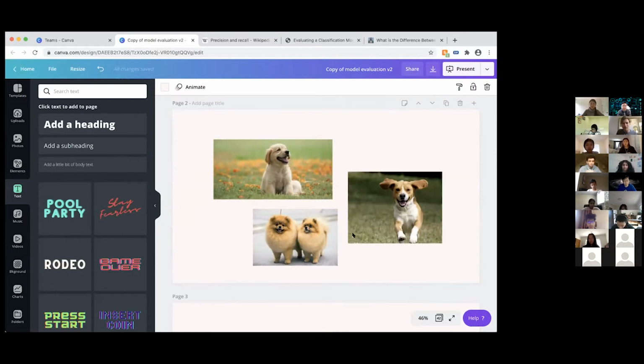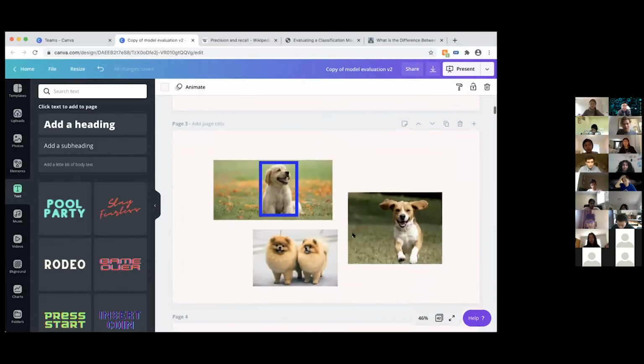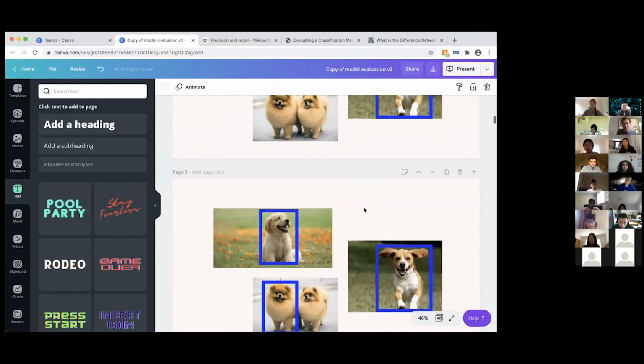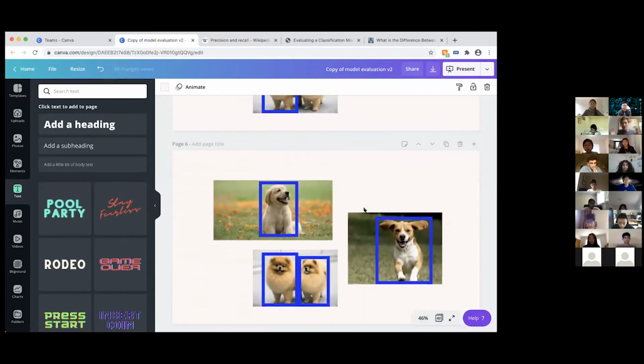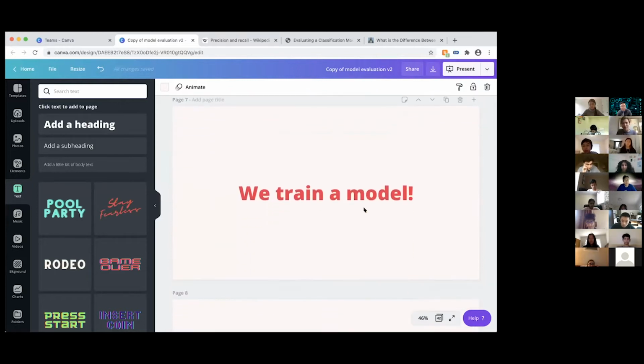Next, we would go about labeling them in Labelbox. So maybe we say, okay, that's a dog. Maybe that's a dog too. We have another dog there. And finally, we have that dog. So we've labeled all of our images of dogs in Labelbox. Then we download those from Labelbox and we train our model. So we're going to train that model and then we have our model, voila.